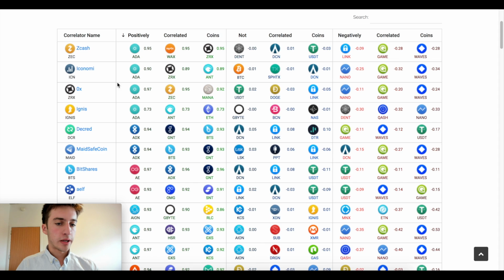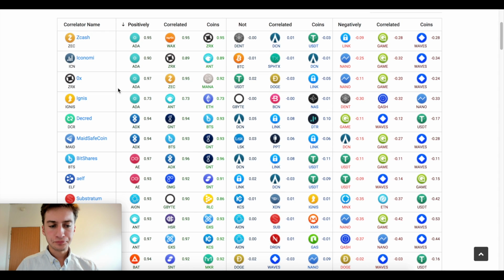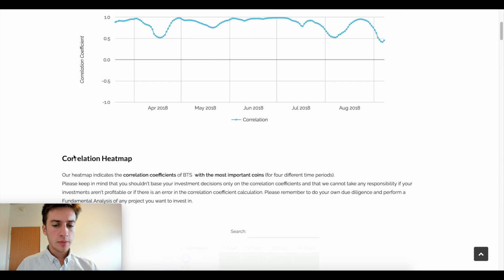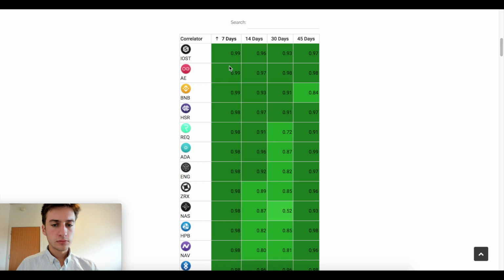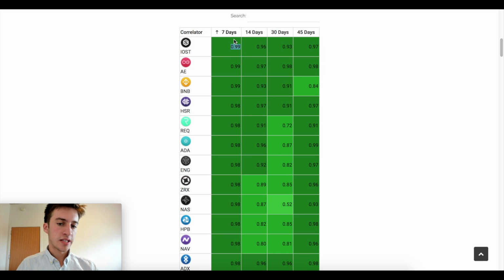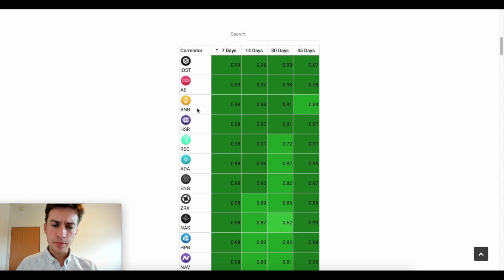And I'm interested in looking for two coins that have a similar market cap, such as BTS and AE, Aeternity. So let me click on BTS, because it seems to have some very good correlations, as you can see here. I'm just going to scroll down to see what the 7-day correlation index is. And yeah, we can see some really nice correlations in the last 7, 14, 30, and 45 days for a few coins. Now, I'm not really interested in looking at BNB and its correlation to BTS because BNB is a much more highly traded coin with a higher market cap than BTS. So I'm more interested in looking at the AE and IOST that have more similar market caps.